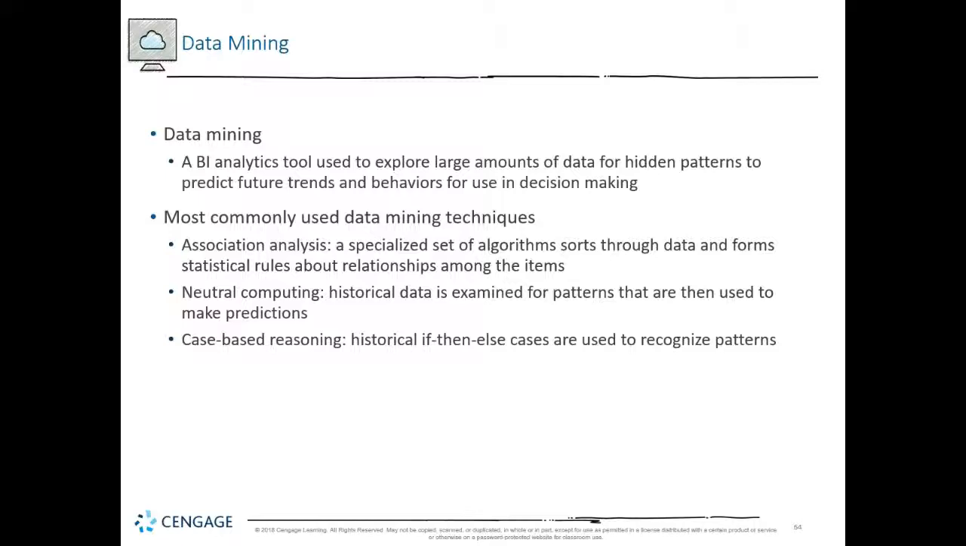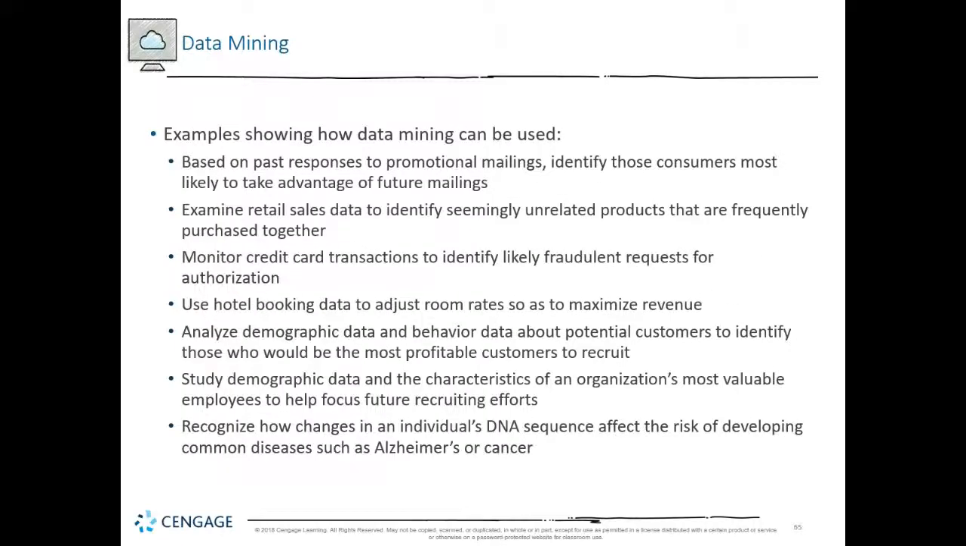Most commonly used data mining techniques: association analysis. A specialized set of algorithms sort through the data and form statistical rules about relationships among the items. Neural computing. Historical data is examined for patterns that are used to make predictions. Case-based reasoning. Historical if-then-else cases are used to recognize patterns. Data mining examples show how data mining can be used.